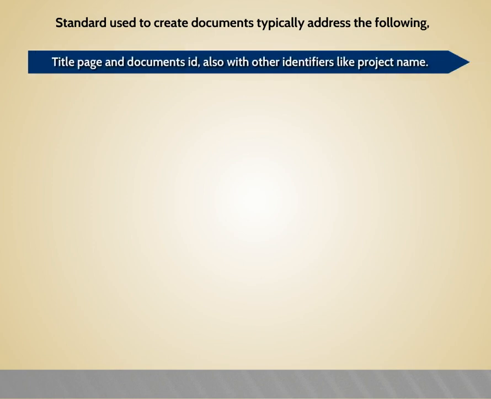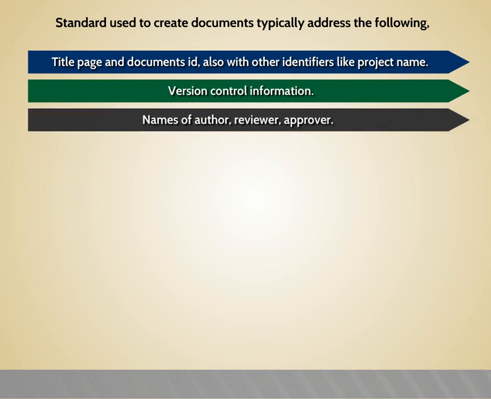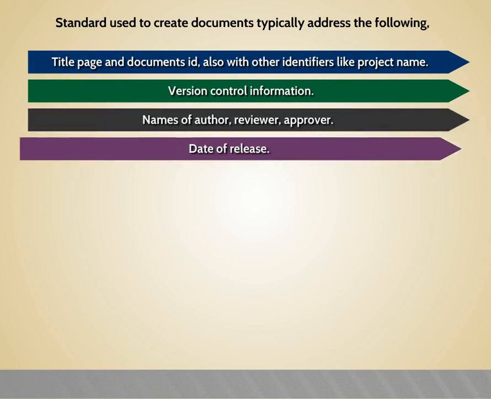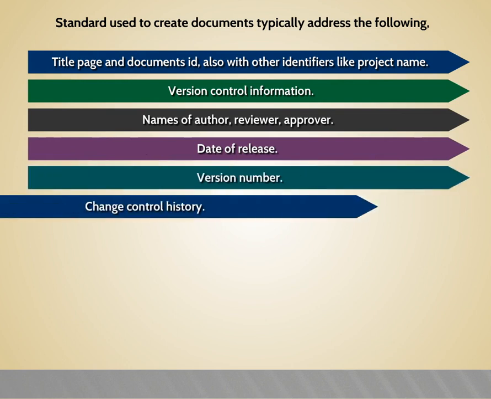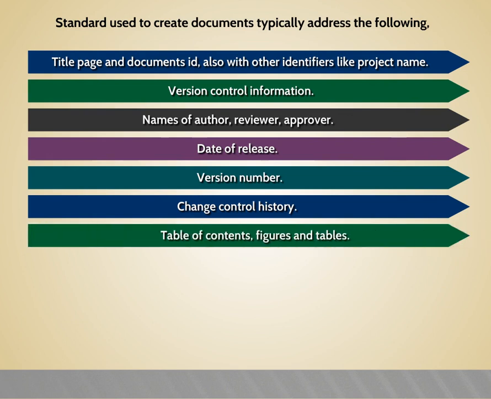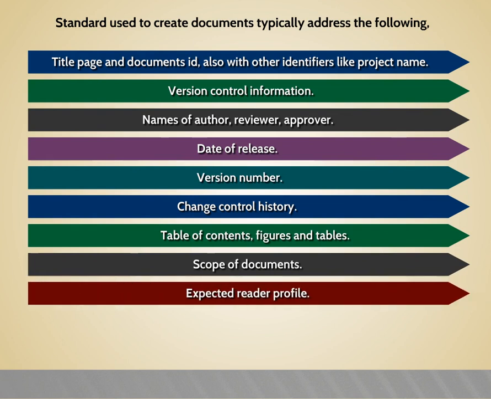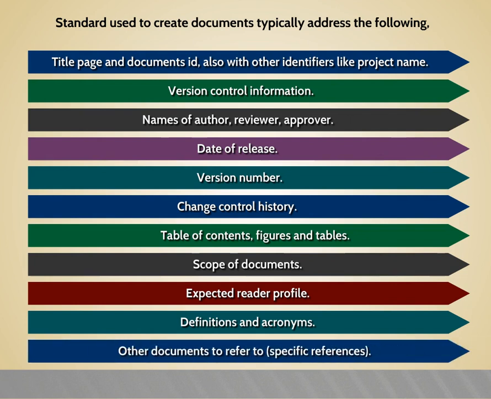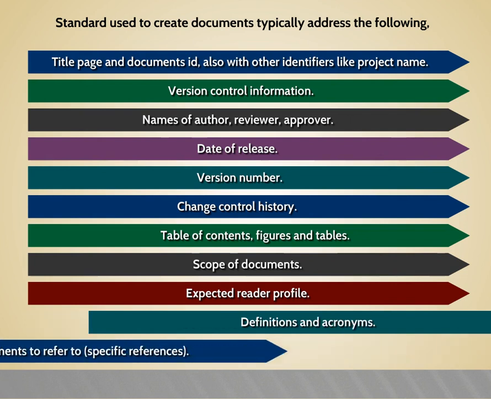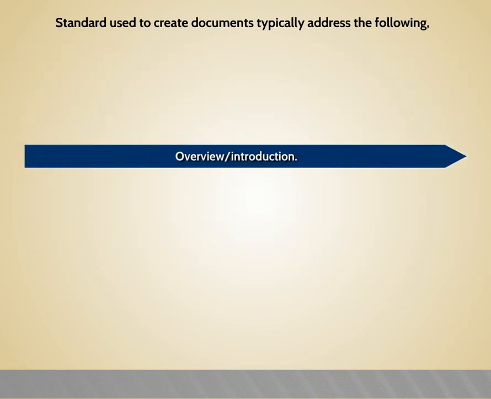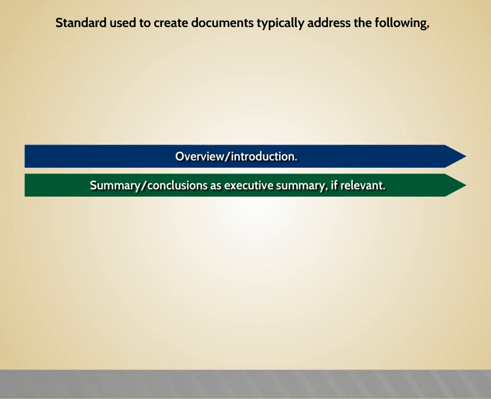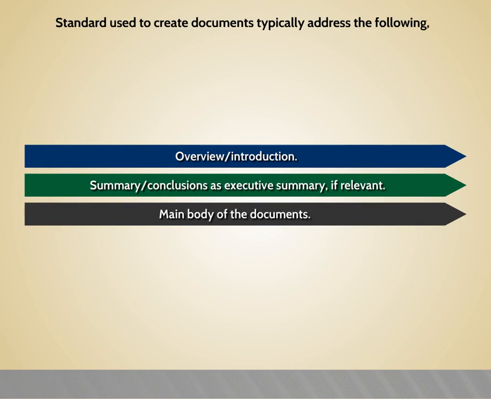Standards used to create documents typically address the following: title page and document ID, along with other identifiers like project name, version control information, names of author, reviewer, approver, date of release, version number, change control history, table of contents, figures and tables, scope of documents, expected reader profile, definitions and acronyms, other documents to refer to, specific references, overview or introduction, summary or conclusions as executive summary if relevant, main body of the documents, supporting appendices.